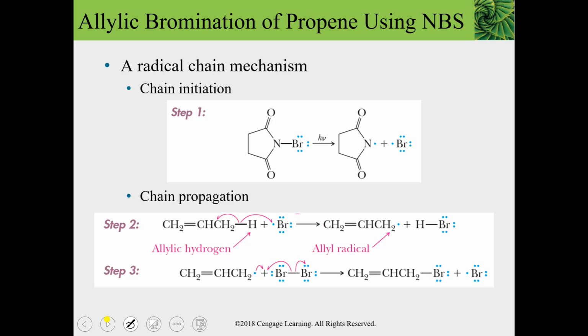Now, how does this really happen? Let's look at the mechanism. If you remember from the previous lecture, the mechanism is as such where a bromine radical is formed in some way, shape, or form. In this case with NBS, as opposed to Br2, it is still done in radical conditions.